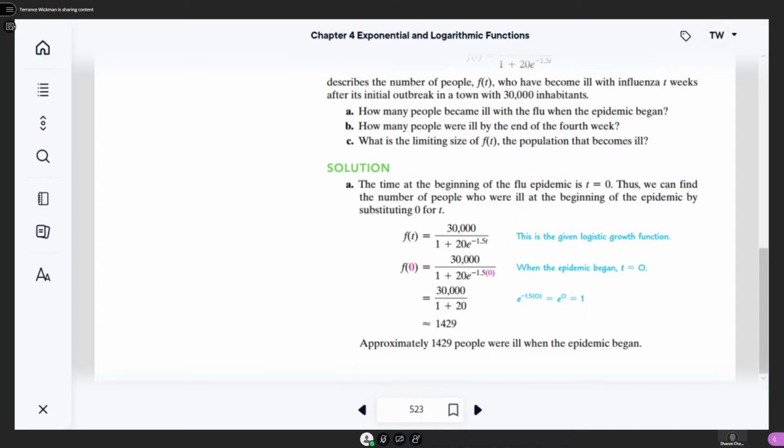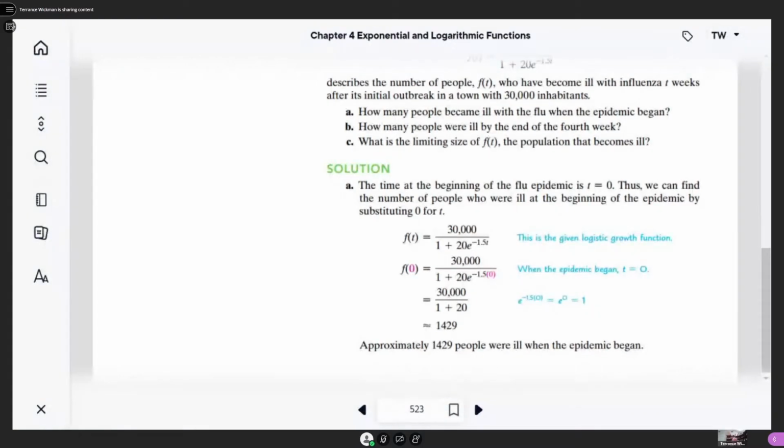Yes, that's the limiting population. The most people that can get sick in this town is everybody. So it's limited to 30,000. You can't get any more sick than that. Are there any questions about that? Total number, right? Pardon? The total number. The total possible number of getting sick is 30,000. Yeah, the total number.